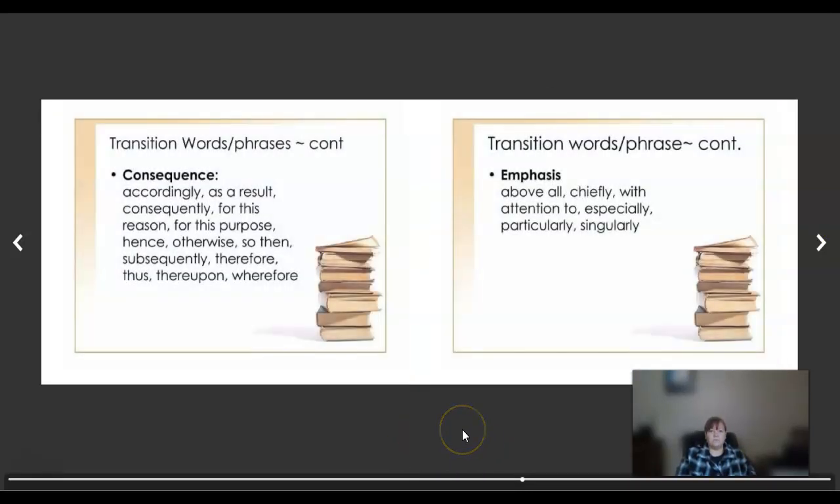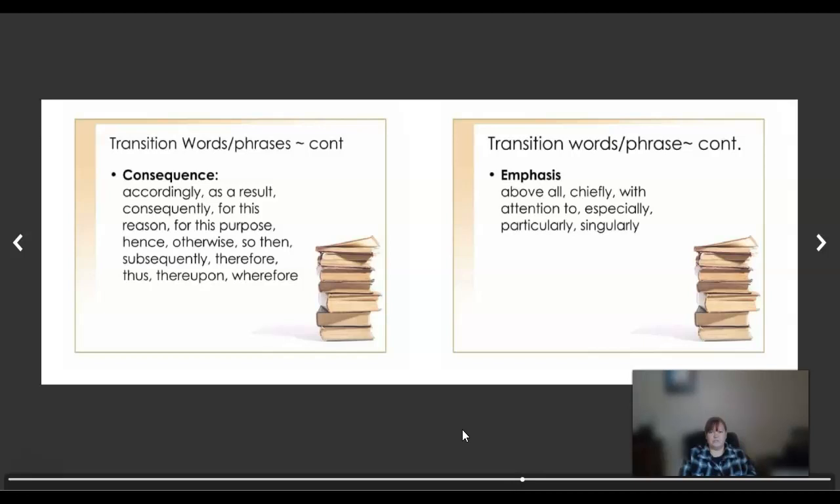So some more continued. Consequently, so accordingly, as a result, consequently, for this reason, for this purpose, hence, otherwise, so then, subsequently, therefore, thus, thereupon, and wherefore. Now, do not forget, you guys cannot use I, me, my, we, because this is not about you. This entire thing should be done in third person. Okay, so people, someone, don't use I, me, my. Try not to use you as well.